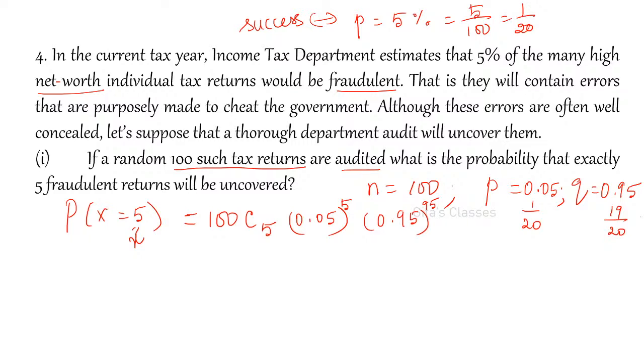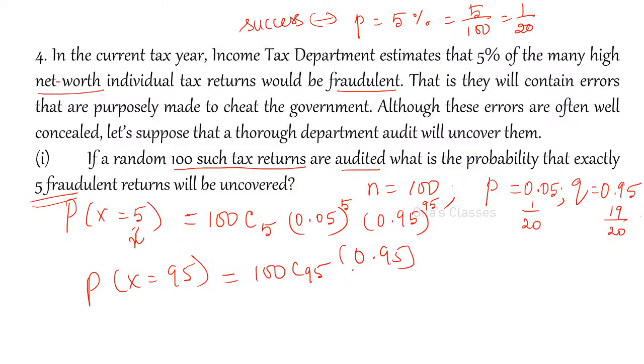I am taking that for my convenience, because the question asks to find the probability that exactly 5 fraudulent returns will be uncovered. Therefore, if you take fraudulent as P, it will be easy for us. Otherwise, you have to twist the question. If you take non-fraudulent, genuine cases as P, then P of X is equal to 95: 100C95 into 0.95 the whole power 95 into 0.05, with Q being 0.05. Everything will change, but you will get the same answer. Don't worry, the values will be the same. You need not get confused with the literal meaning of success and failure. According to the question, you can take whichever as success or failure.